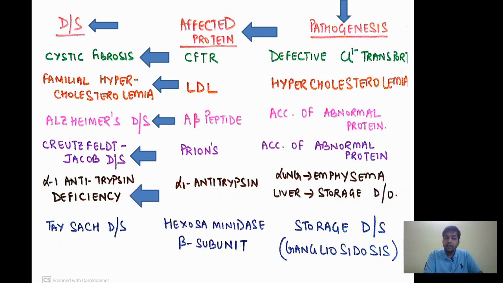Then we are having alpha-1 antitrypsin deficiency. Here the affected protein is alpha-1 antitrypsin, and the basic pathogenesis over here is that inside the lungs, the deficiency of this enzyme will lead to emphysema, and inside the liver it will lead to a storage disease. And lastly, we are having Tay-Sachs disease, wherein the affected protein is hexosaminidase beta subunit, and the basic pathogenesis is the storage disease. We are having gangliosidosis. Okay.